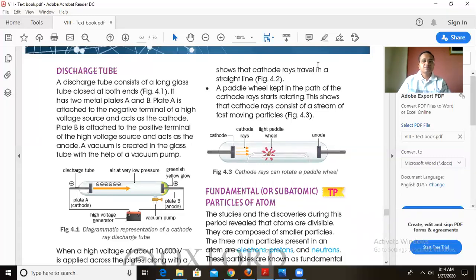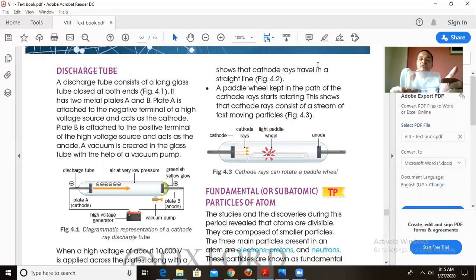This discharge tube is a long tube made up of glass, and both the ends are closed. And now it has two metal plates at both ends. One metal plate inside here and one metal plate over here. A small gap is left from both sides, and the metal plates are placed inside. And now a battery is connected from here to the metal plate.